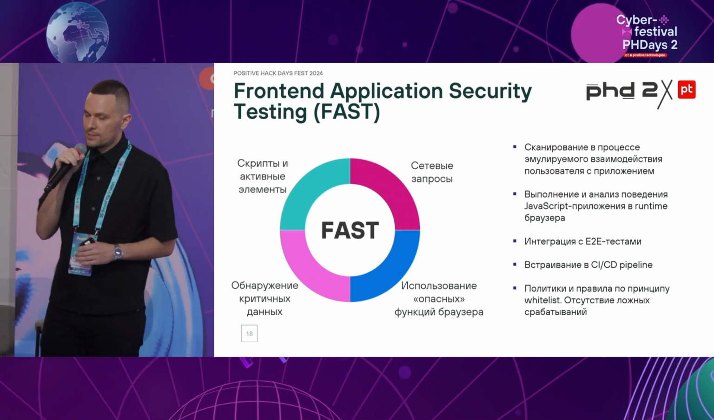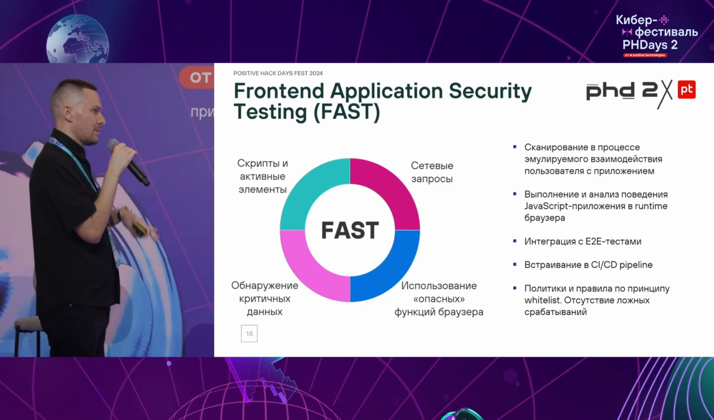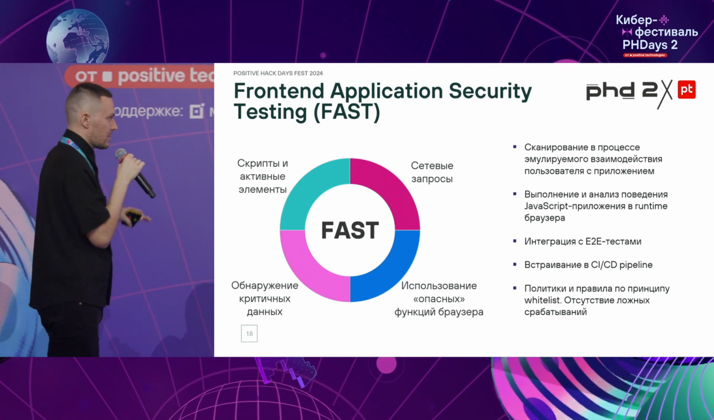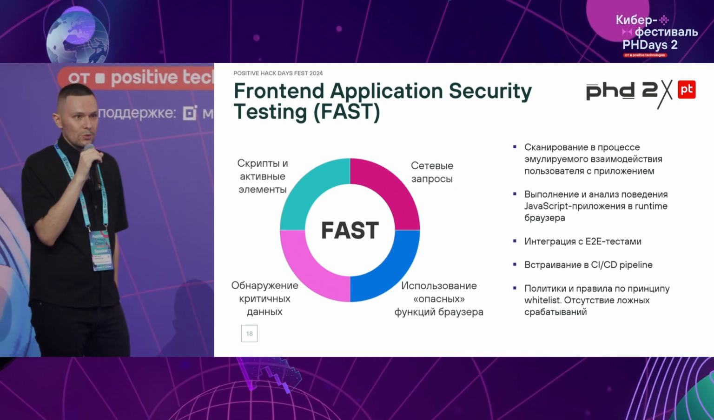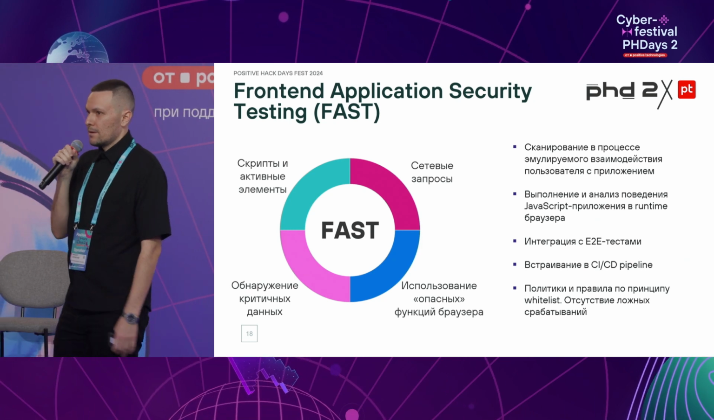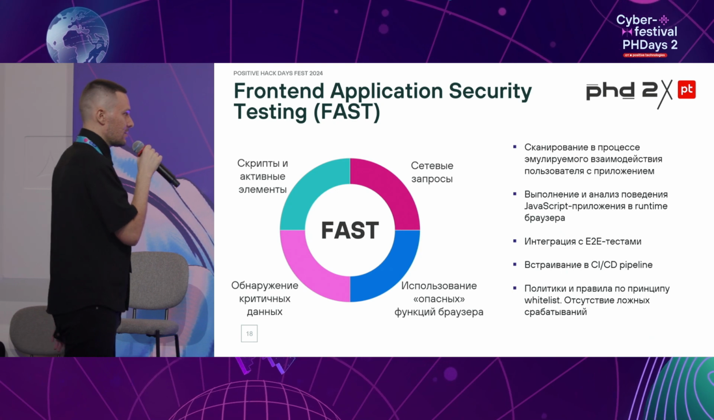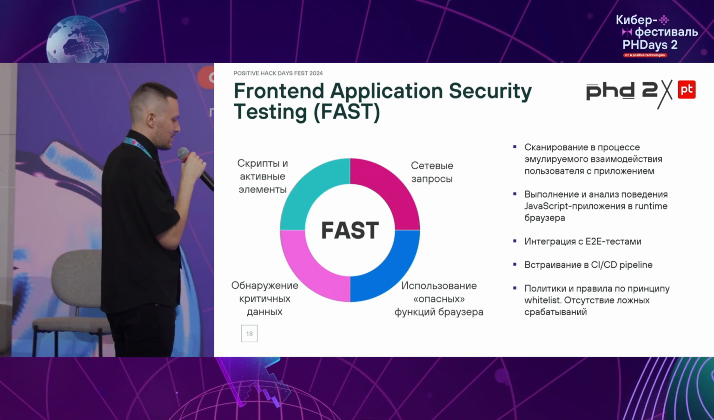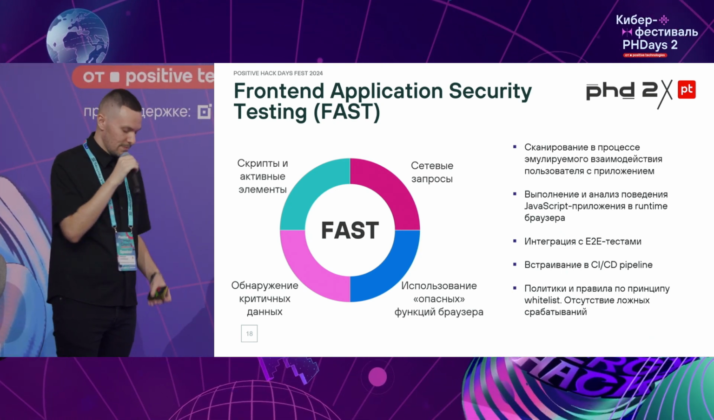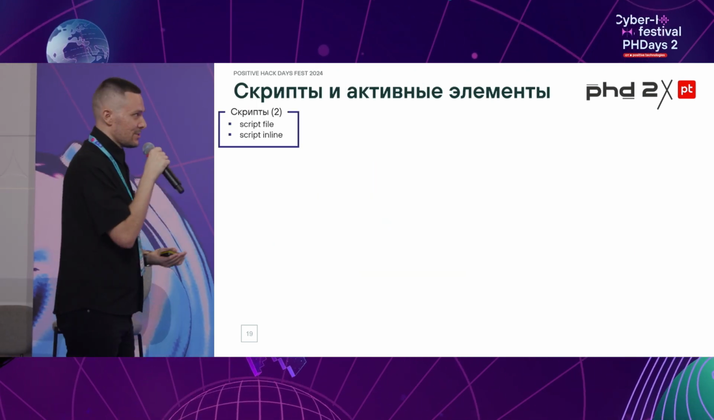What are the 4 tasks, from my perspective, to be resolved by the fast analyzer? First, stock taking in the browser runtime of all scripts and active elements. Second, monitoring of all network queries and the application of policies to them. Third, identification of critical confidential data. And fourth, identification of the so-called dangerous browser functions. Let's drill down on each of the 4.